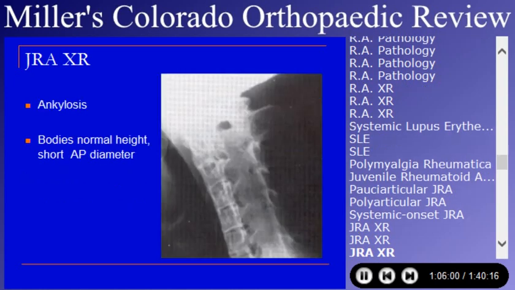The spine involvement in JRA is common. It's a little bit different than the spine involvement in adult arthritis. They tend to become ankylosed with long, thin vertebrae, the classic X-ray picture of the JRA spine.